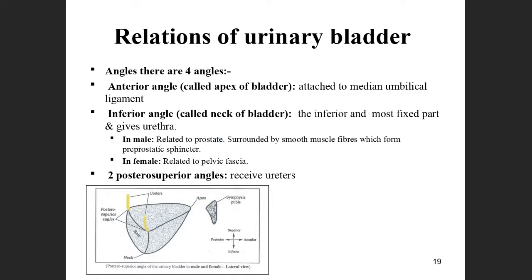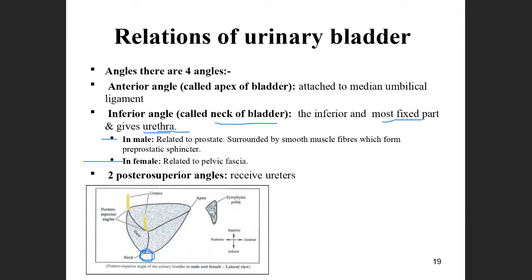Next, what is there in the angle of the urinary bladder? The inferior angle, or neck of the urinary bladder, is the most fixed part. It is very tightly fixed and gives rise to the urethra. From here, the urethra comes outside. The urine stored in the urinary bladder comes out through the urethra. Now, the relations are different in male and female.